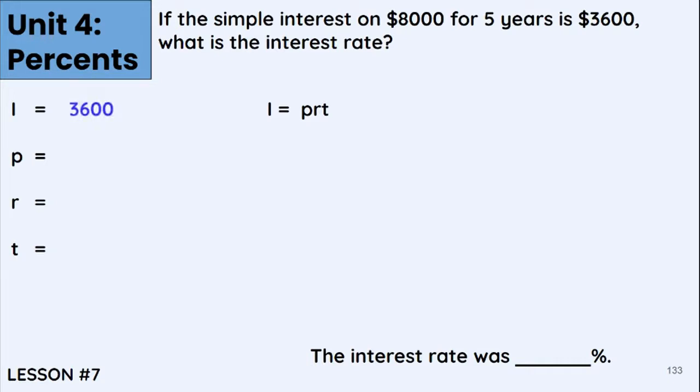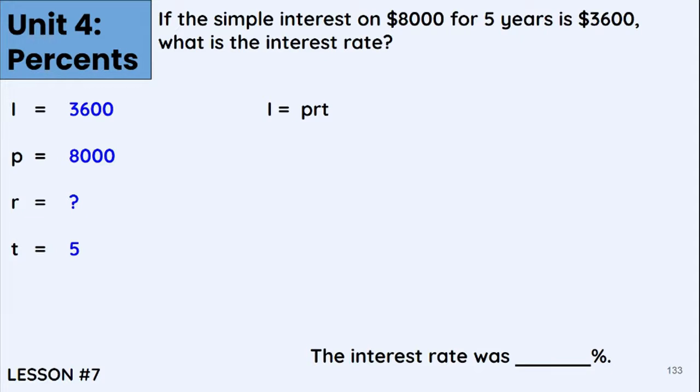I'm going to write that underneath I. What is the principal? What's the amount that we started with? $8,000. What is the interest rate? We don't know. That's actually what they want us to find out. How many years are going to go by? 5 years. All right, so this one's going to be a little bit different because now I can plug something in for I, but I can't plug anything in for R.